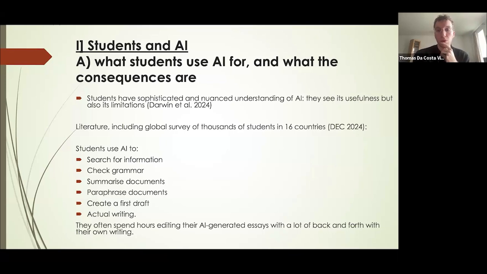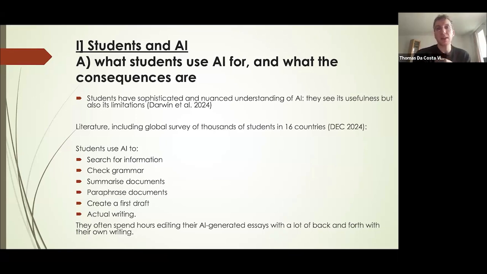We're close to, in most surveys, 80 or 90% of students in most contexts using AI, at least in some capacity, although it varies widely. Essentially, students use AI to do a range of things such as searching for information, writing, summarizing readings, paraphrasing readings, creating drafts, outlines, generating ideas, and actual writing, full-fledged writing of their essays, of course.